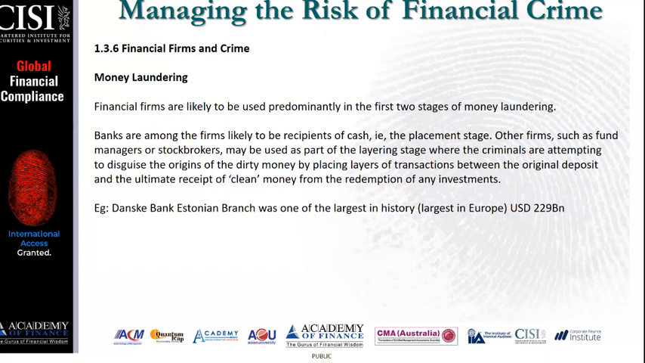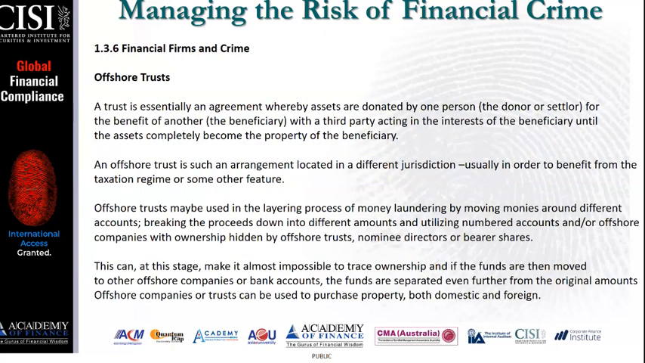All right, moving on to offshore trust. Again, financial firms can be exposed as a result of offshore trust. A trust in general is where assets of one person are donated to another person and you get a third party to manage it. It could be used for transferring inheritance or wealth in families. When this happens in a different jurisdiction, that is called an offshore trust. So an offshore trust is an arrangement located in a different jurisdiction. Usually this happens for certain tax benefits, etc.